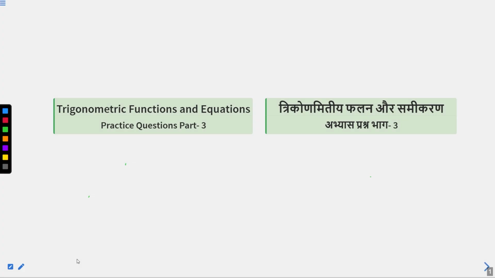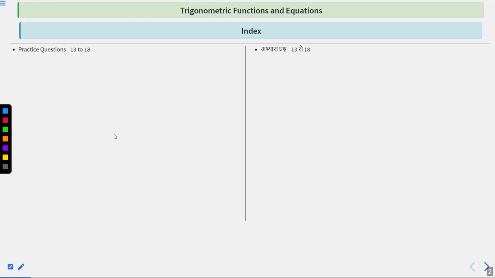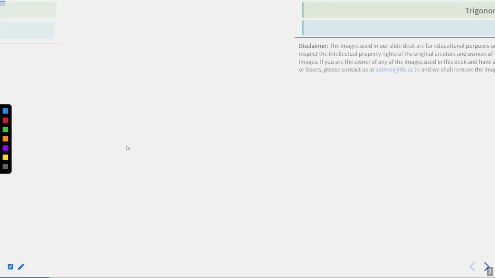In today's lecture, we will practice some more questions based on trigonometric functions and equations. In the last section, we had covered till question number 12. So in this section, we will start from question number 13 and we will discuss till question number 18.